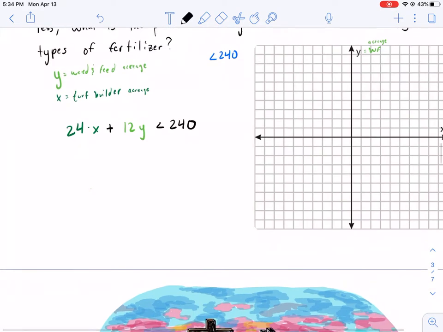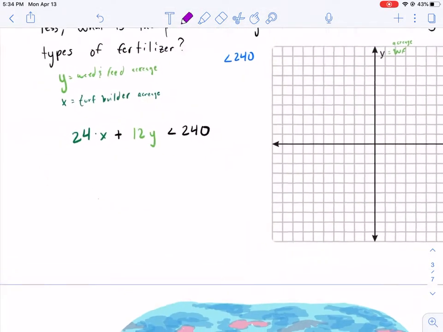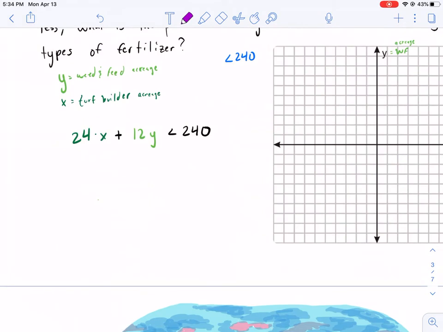Okay. Now we have kind of an interesting problem here, but not too complicated. We're just going to solve, just like we did before, for y. Get it into slope-intercept form, and we're going to go from there. Okay, so the first thing we need to do is subtract 24x from both sides. Then we have 12y is less than 240 minus 24x.